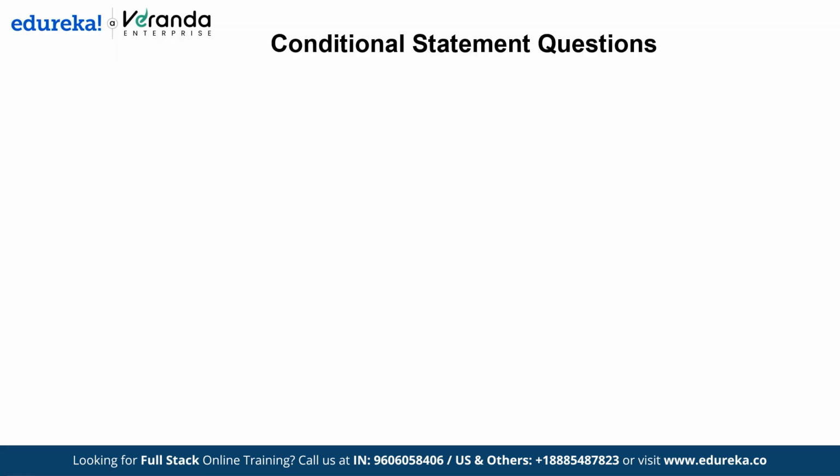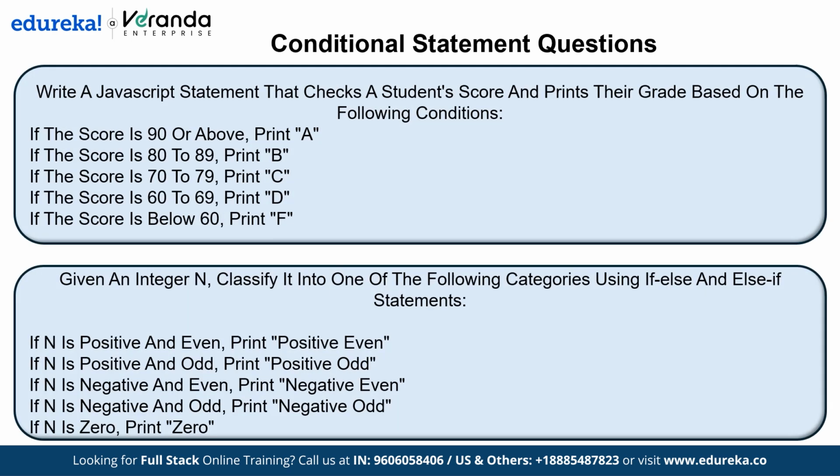So first of all, we have this conditional statement question. This is the question that we are going to solve. Write a JavaScript statement that checks a student's score and prints their grade based on following conditions, that are: if the score is 90 or above, print A; score is 80 to 89, print B; score is 70 to 79, print C; score is 60 to 69, print D; and below 60, print F.